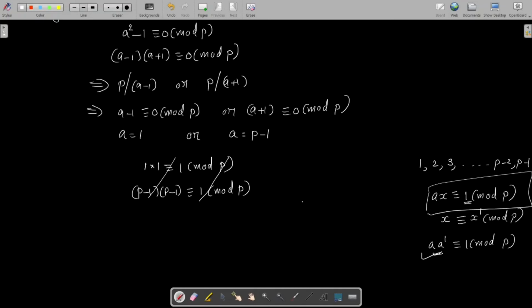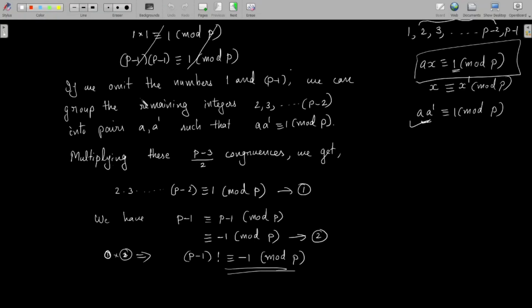So we can pair the integers from 2 to p minus 2 such that the product of each pair is congruent to 1 mod p. Hence, if we omit the numbers 1 and p minus 1, we can group the remaining integers 2, 3, etc., p minus 2 into pairs a, a dash such that a times a dash is congruent to 1 mod p. And we can multiply all these congruences together and we will get 2 times 3 times etc. times p minus 2 is congruent to 1 mod p.